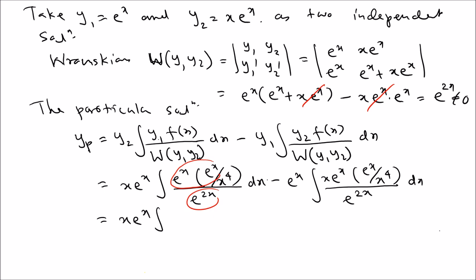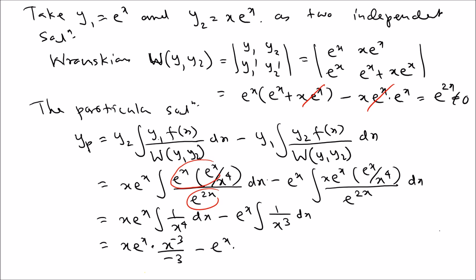So you simply end up getting x e^x times the integral of 1 over x to the 4th dx minus e^x times the integral of 1 over x cubed. These are very easy to integrate. If you integrate them, you get x e^x times x to the negative 3 over negative 3, minus e^x times x to the negative 2 over negative 2. If you simplify, you get negative e^x over 3x squared plus e^x over 2x squared. If you add them, you get e^x over 6x squared.